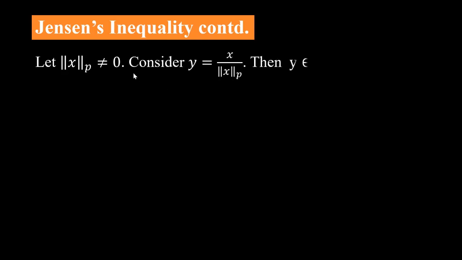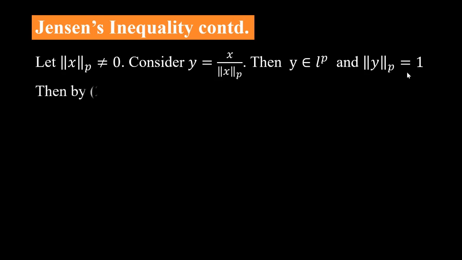if norm p of x is not equal to 0, then consider y equal to x by norm p of x. Then clearly y belongs to l^p. It is clear that x belongs to l^p, so x divided by norm p of x also belongs to l^p. And also, what is norm p of y? If we take the norm on both sides of this equation, here we will get norm p of x, and the denominator is also norm p of x. So that is equal to 1.